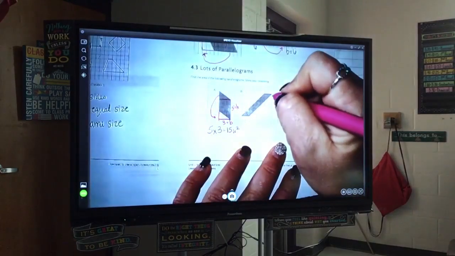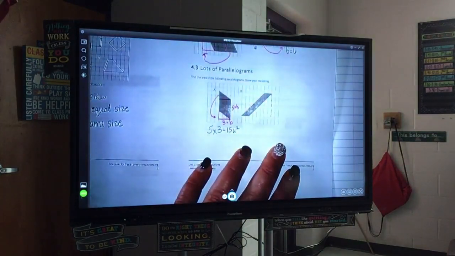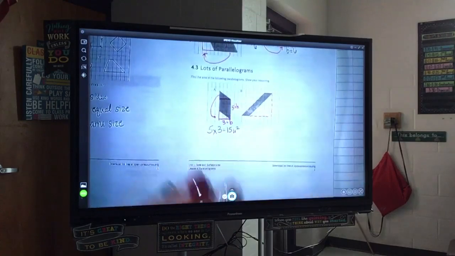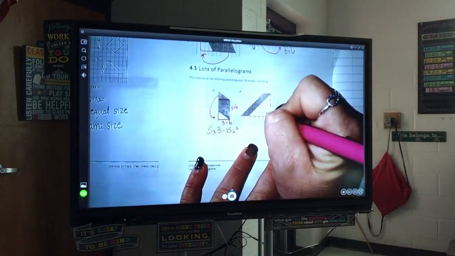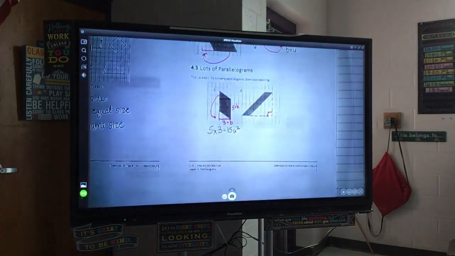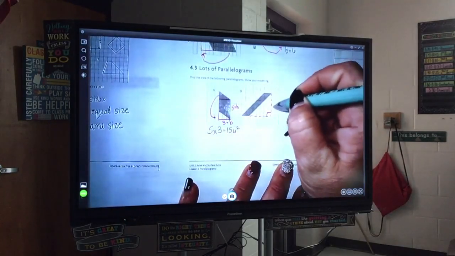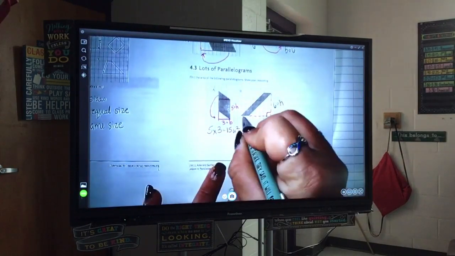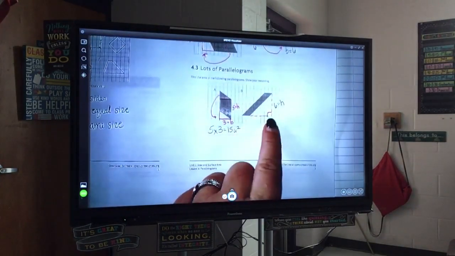And your height is actually here. Because remember, it just has to be perpendicular to your base. So you are allowed to extend the height out from the shape. And that's something we're going to be talking about tomorrow. So then when I count my height, it's 1, 2, 3, 4, 5, 6. And then my base is only the shape part. It's not all of this.